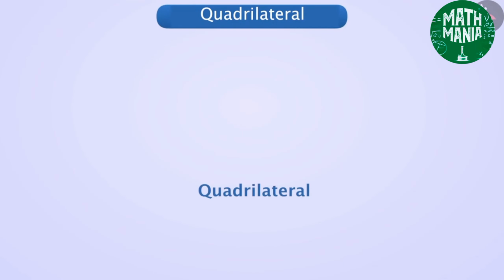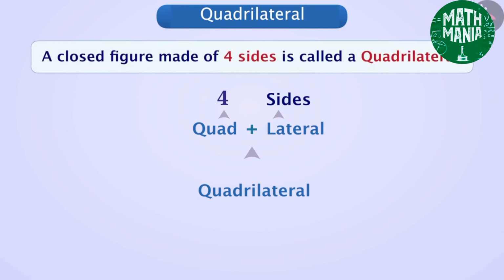First of all, let us understand the meaning of the word quadrilaterals. The word quadrilateral is made of quad plus lateral. Quad means 4 and lateral means sides. A figure made of 4 sides is called a quadrilateral.